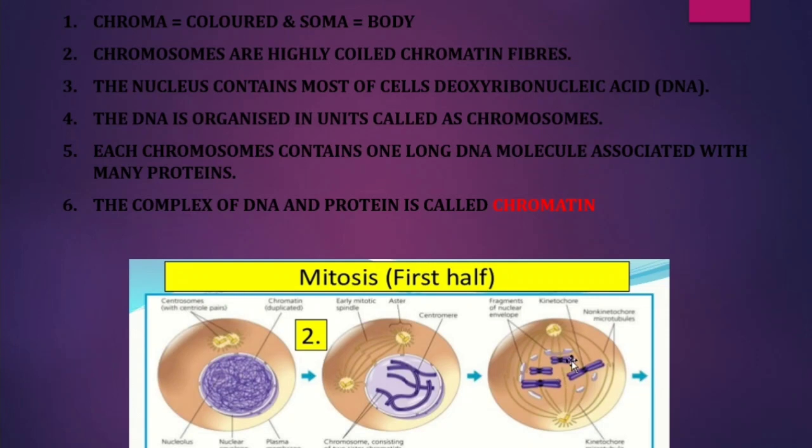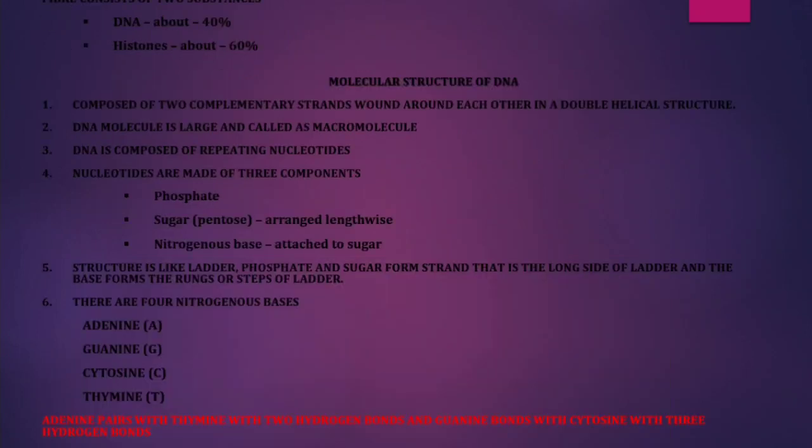These chromosomes are having DNA, a long chain of DNA molecule with many proteins. This complex of DNA and protein is called chromatin. Chromatin fibers consist of mainly two substances. One is DNA, which is about 40%, and histones about 60%.